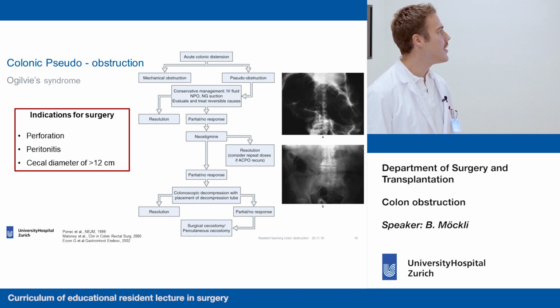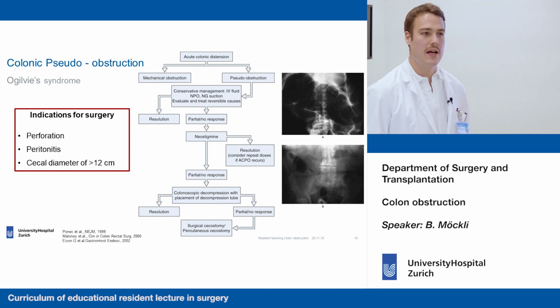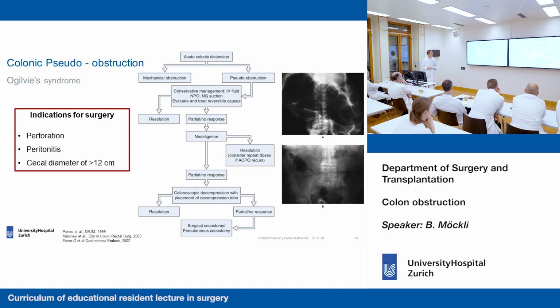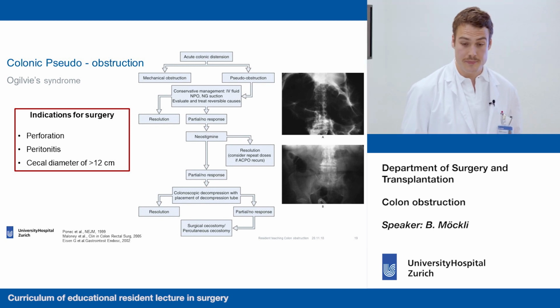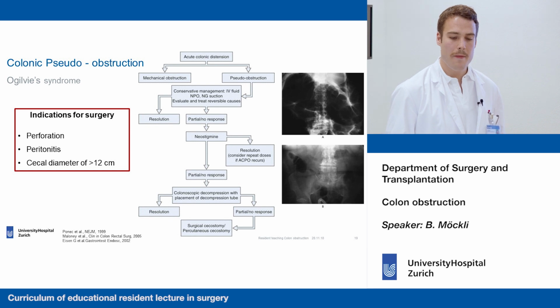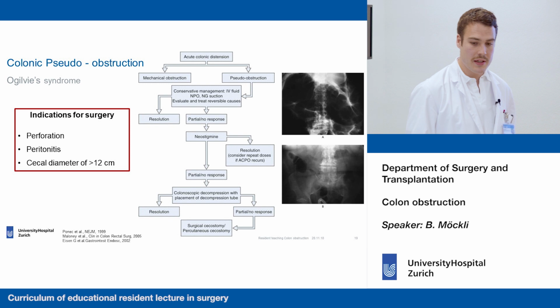So here again, if there's acute colonic distension present, mechanical obstruction needs to be ruled out first. That's the first step that needs to be done. If there is a pseudo-obstruction present, conservative management with IV fluids, a nasogastric tube, and NPO can be attempted, and obviously treat any reversible causes. If there's partial or no response, neostigmine can be administered.